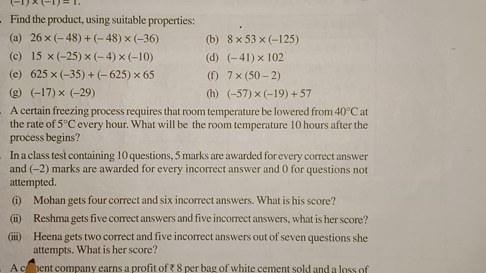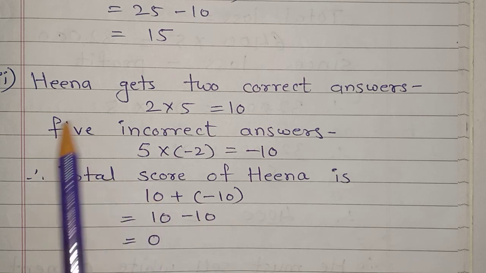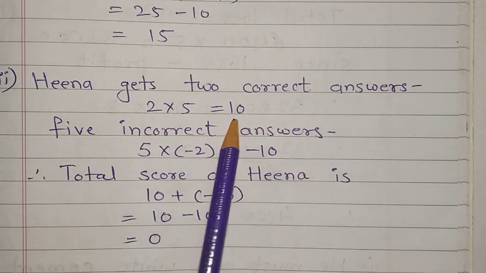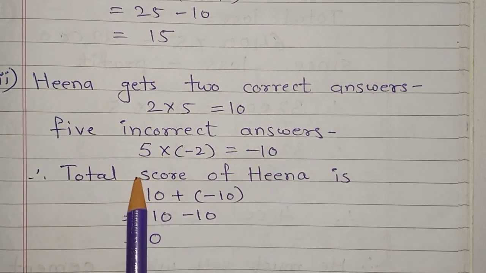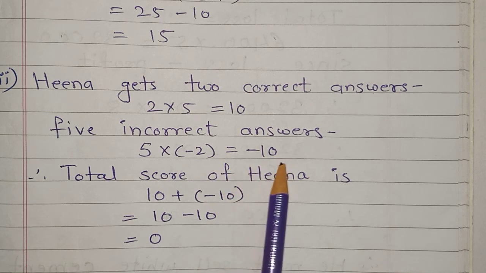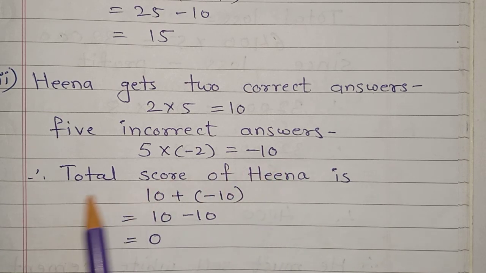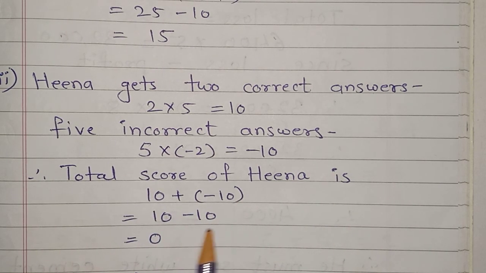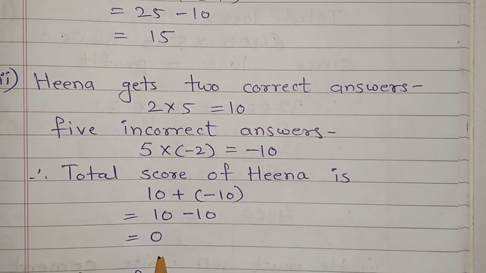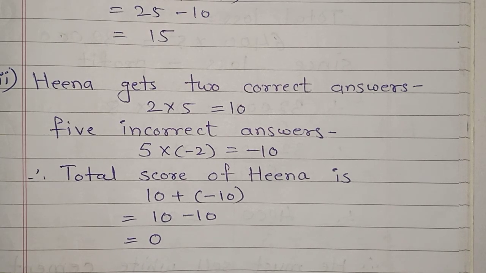Question number 3 from the 7 is, Hina gets 2 correct and 5 incorrect answers out of 7 questions she attempts. What is her score? Now Hina gets 2 correct answers, so it is 2 into 5 gives the answer 10, and 5 incorrect answers. So 5 into minus 2 gives the answer minus 10. Now let's find out the total score of Hina. Total score of Hina is 10 plus minus 10. So here 10 minus 10 gives the answer 0. So therefore Hina gets 0 marks in the class test.